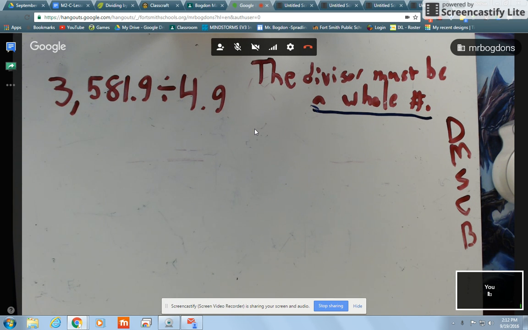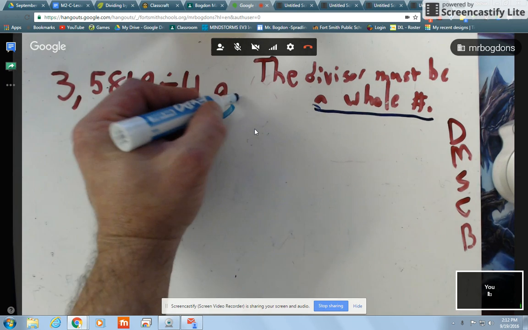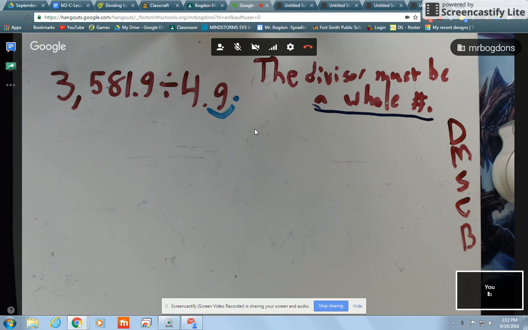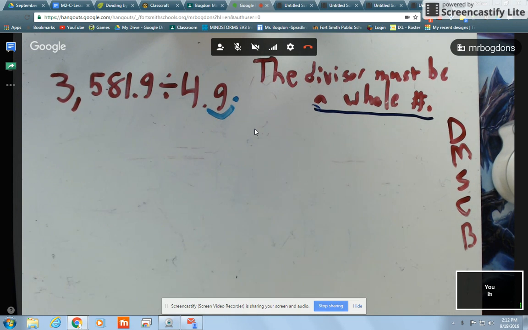Okay, 3,581 and 9/10 divided by 4 and 9/10. Is my divisor a whole number? No. How many place values do I need to move my decimal to make it a whole number? One bounce. Can everyone count one bounce? Now, if I move one bounce in my divisor, in order to keep the same fraction, if I move it in the denominator, I also have to move it inside the numerator, right? Right. So remember, I can rewrite this as a fraction.